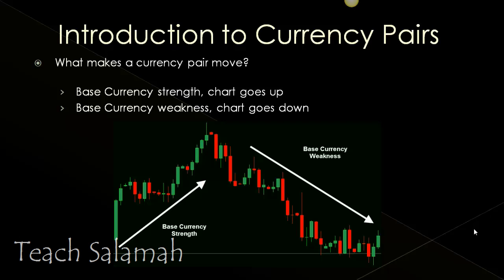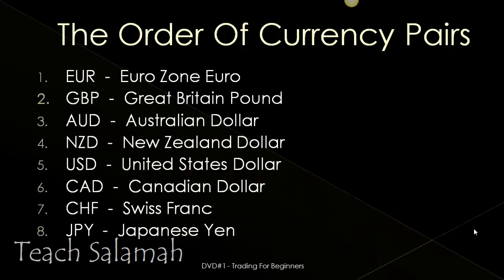If the base currency strengthens, the price will go up. If the quote currency strengthens, the price will go down. Now, as you learn more about different currency pairs and start to trade the different currency pairs, you'll notice that there is a prominent order of currency pairs. They are arranged in a certain way that cannot be changed. On the screen at the moment, you can see the 8 commonly traded currencies in their order of prominence. These go from the strongest at the top to the weakest. And from this list, we'll use this information to build our currency pairs.